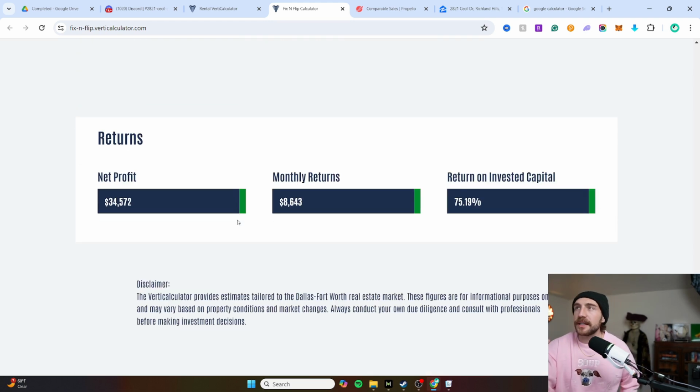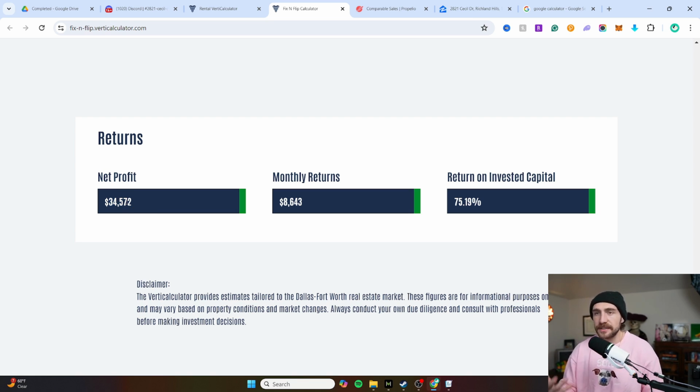So yeah, they make a nice, respectable profit. But if things go wrong, their 35 grand could easily diminish. Maybe they don't actually sell it for what they think, and now they're down to 20 grand. Or maybe something happens and repairs are more. Now they're down to 10 grand. They're taking on a lot of risk for, in this case, a good amount of profit.